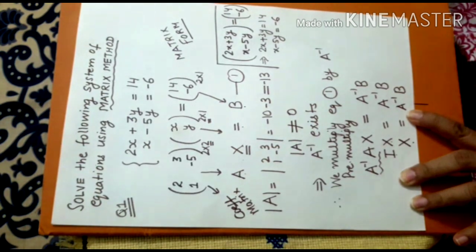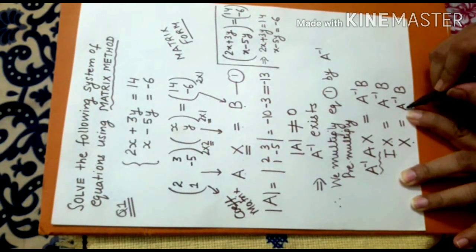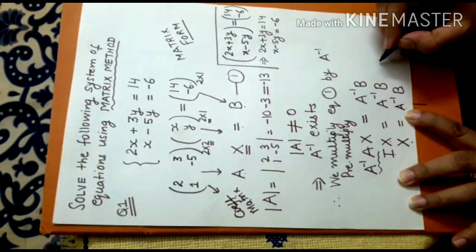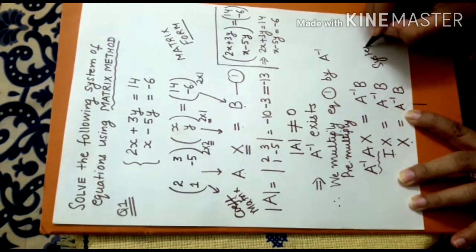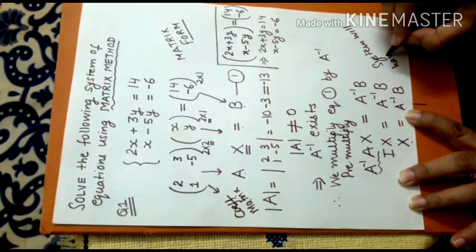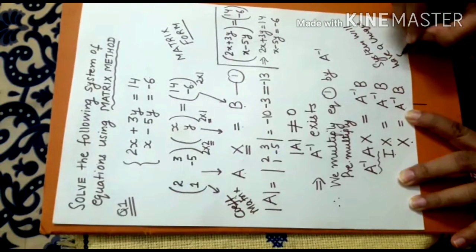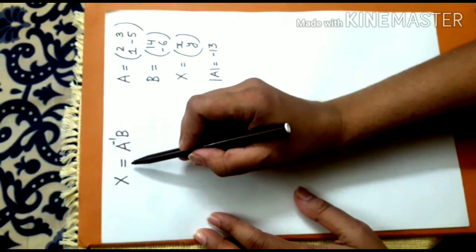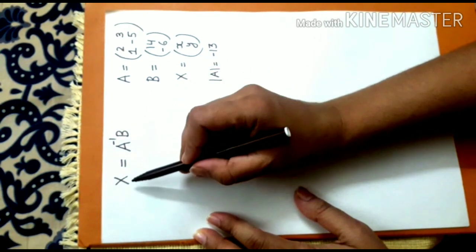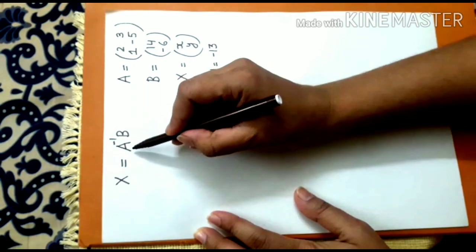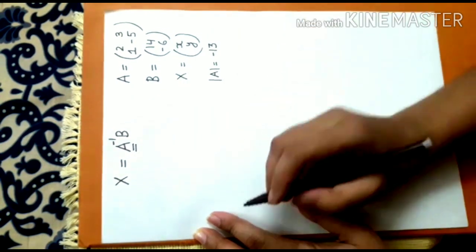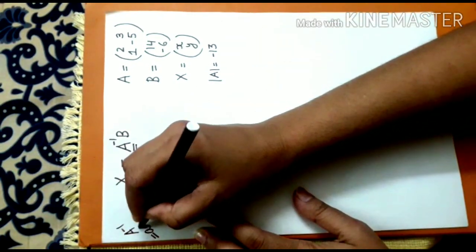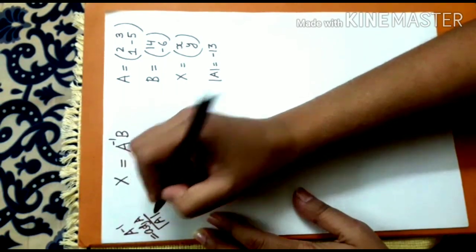You know that the inverse of a matrix is unique. So A inverse will be unique. Matrix B is fixed. So in this case, the system will have a unique solution. So X is equal to A inverse B. Now in order to find the matrix X, I need to find A inverse. And I know that A inverse is given by adjoint A upon determinant A.